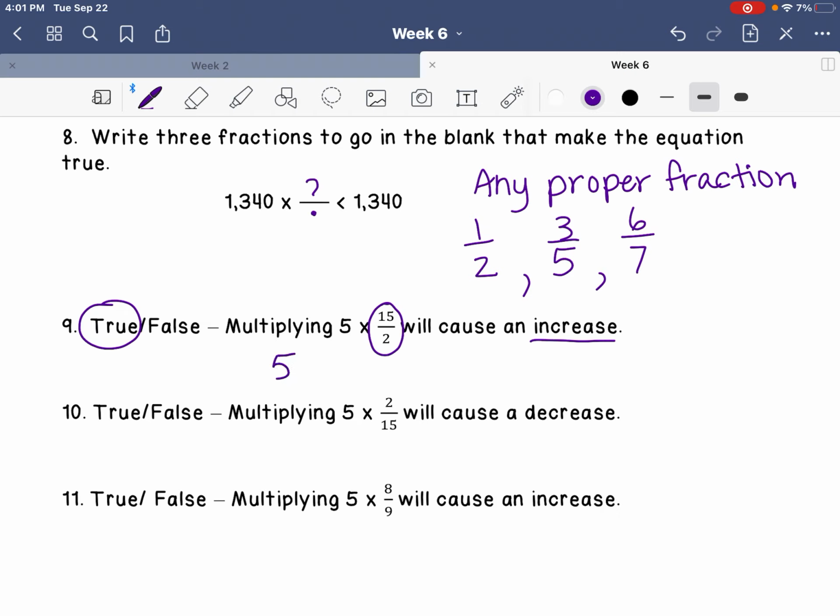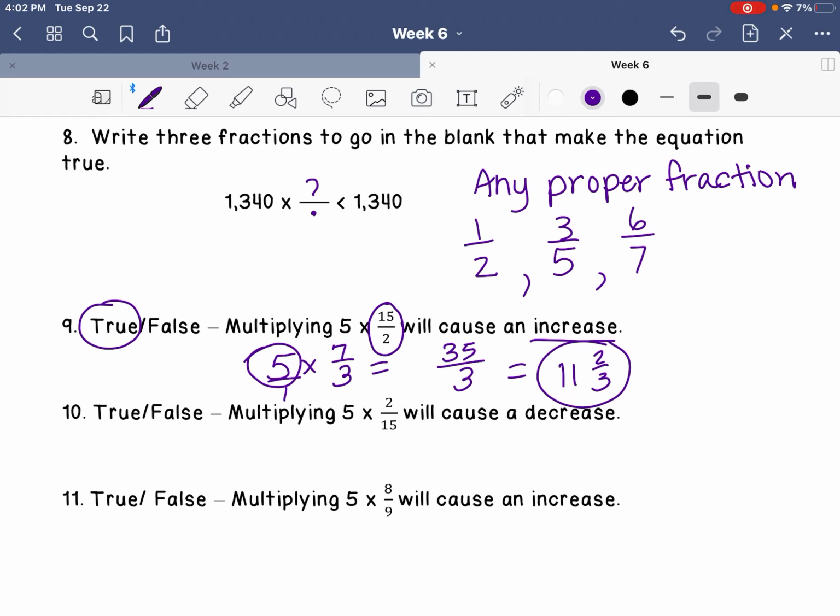If I multiply 5 times, I don't know, 7/3, multiply 5 times 7, you get 35. 1 times 3, you get 3. And when you simplify that down, 3 will go into 35 11 times with 2/3 left over. And clearly 11 2/3 is an increase over 5. That's a larger number.